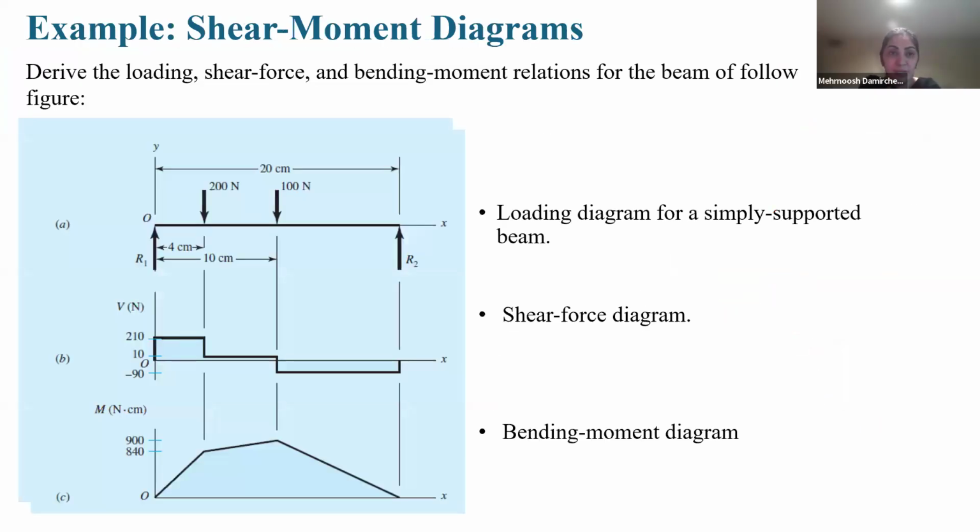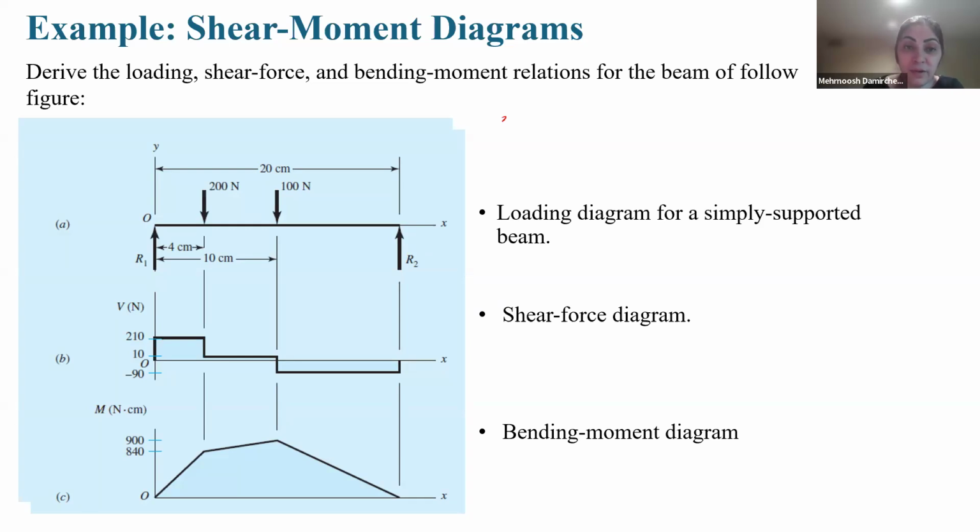Okay. Example. Derive the loading, shear force, and bending moment relations for the beam as follows. I want to solve this problem without using the cut method because it takes time, and it is easy when we have concentrated forces: by looking at the loading conditions, we can find it. Here we have R1, R2, and external forces 200 and 100. The first step is finding R1 and R2, and it is easy.